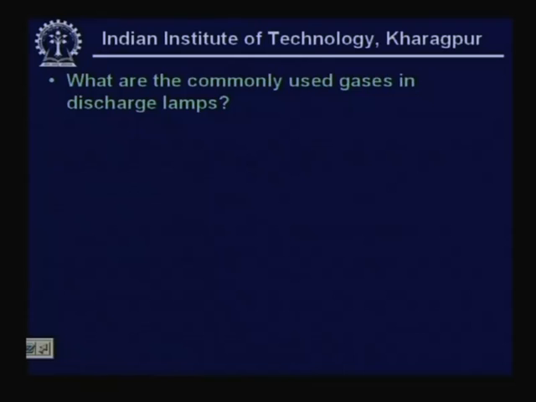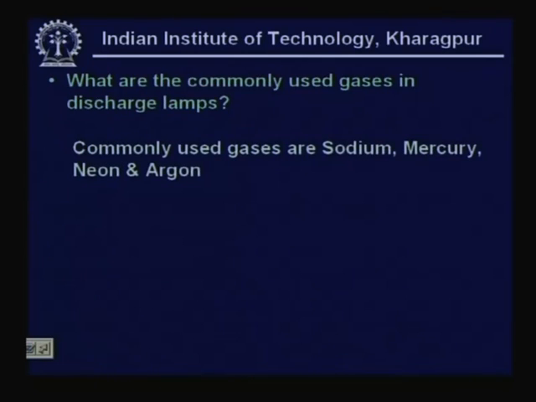What are the commonly used gases in discharge lamps? Commonly used gases are sodium vapor, mercury vapor, neon and argon. Neon signs are often employed for display purposes. Signboards, we have seen many in the shopping malls, and it's quite often used, characteristic red, and of course other colors are obtained by a combination of gases or combination of envelopes.